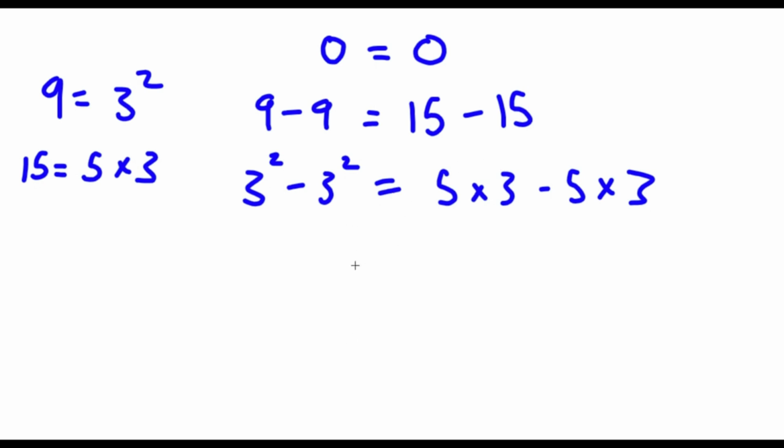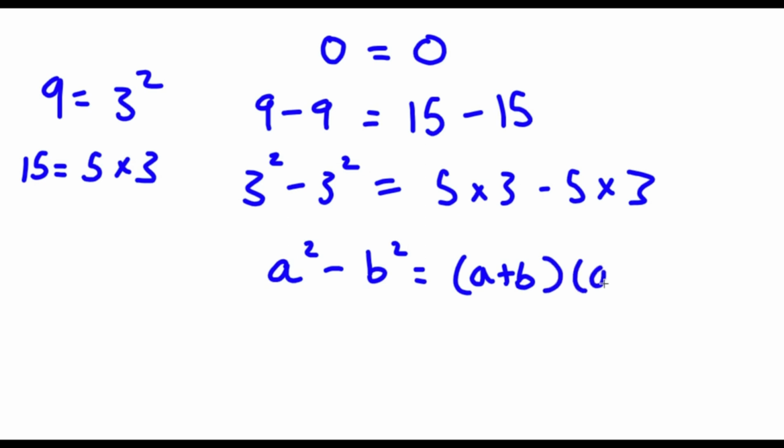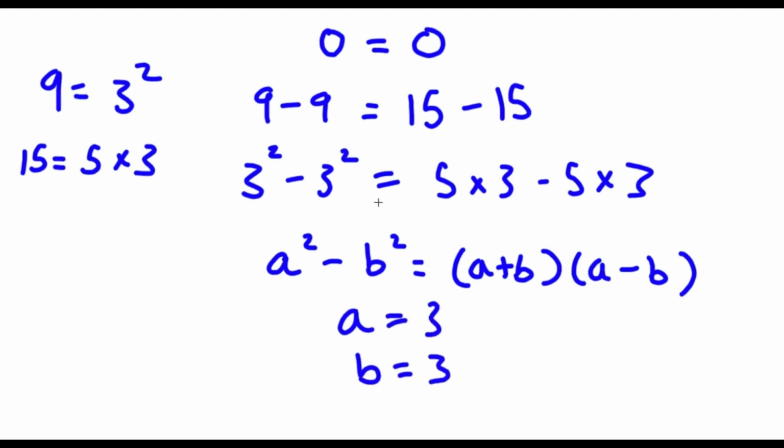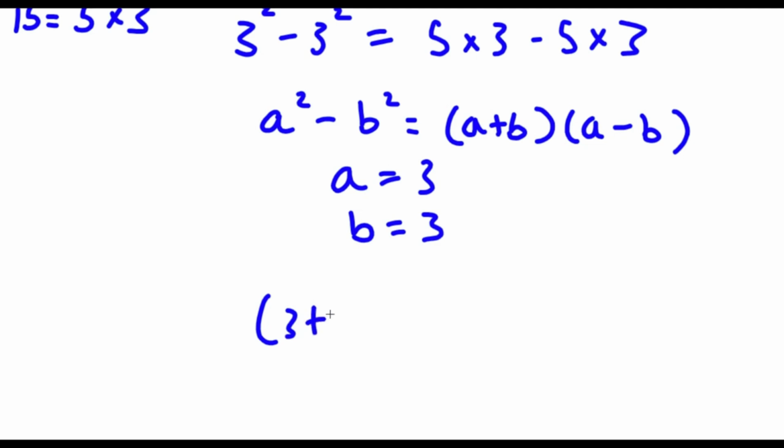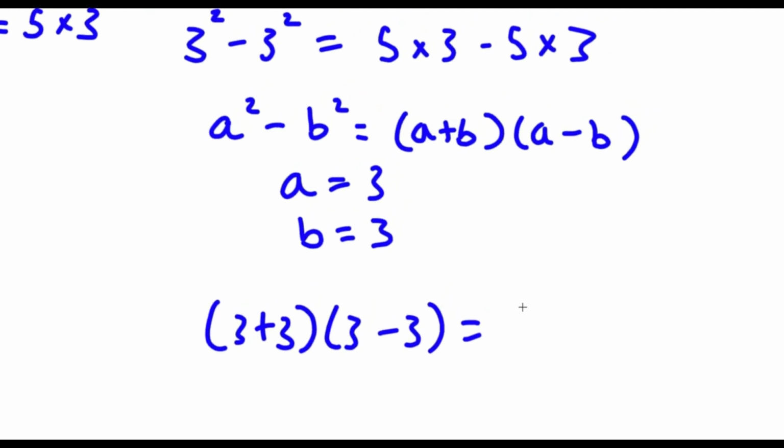Now, an important property of algebra is that if I have something in the form a squared minus b squared, this is equal to a plus b times a minus b. And this is a very common property. So as you can see, in this case, for 3 squared minus 3 squared, a is equal to 3, and so is b. So now I have 3 plus 3 times 3 minus 3 is equal to 5 times 3 minus 5 times 3.